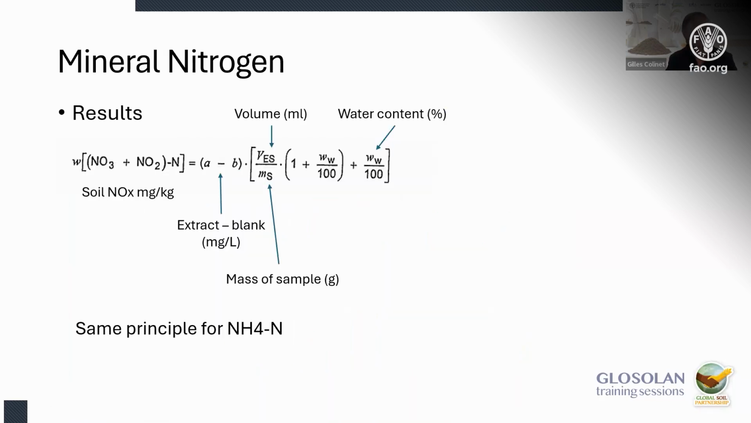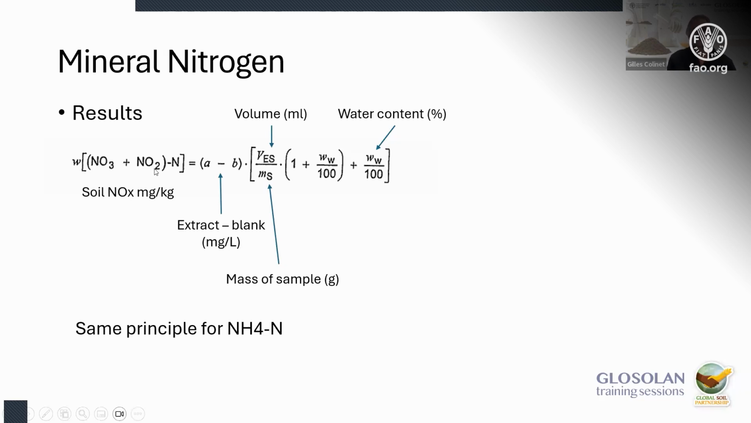But we could find the information back if needed. And then at the end, you have a concentration in milligrams per liter, and you need to make a calculation to milligrams per kilo, or sometimes in kilos per hectare, and so you will then need other transformation coefficients.